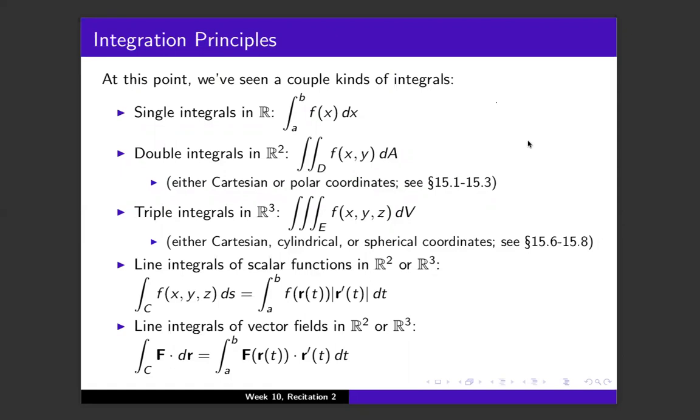Now we're in chapter 16, and in section 16.2 we introduced two new kinds of integrals, namely line integrals. And there are two flavors of line integrals: line integrals of scalar functions and line integrals of vector fields. So a lot of different kinds of integrals we've looked at so far, and the thing that I want to point out to everybody is there will be more. We will be looking at more integrals over the remainder of this semester. So keep your heads up.